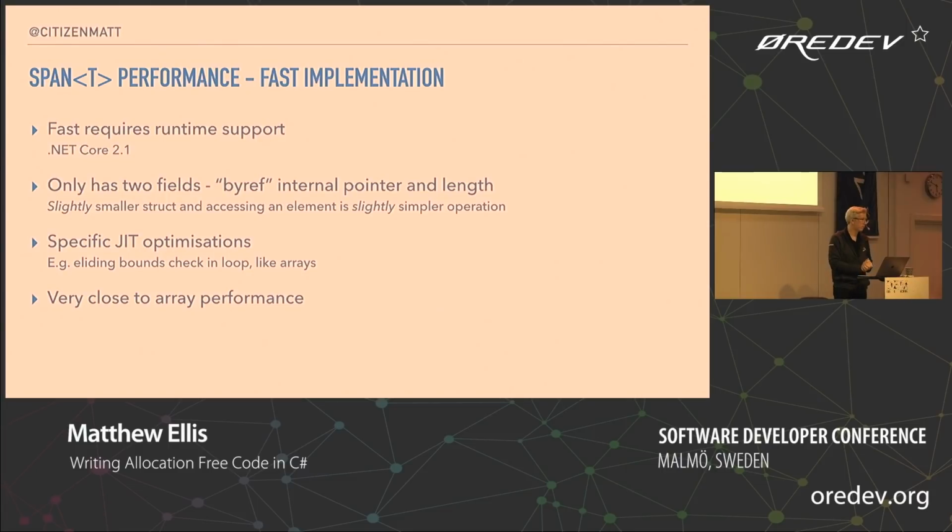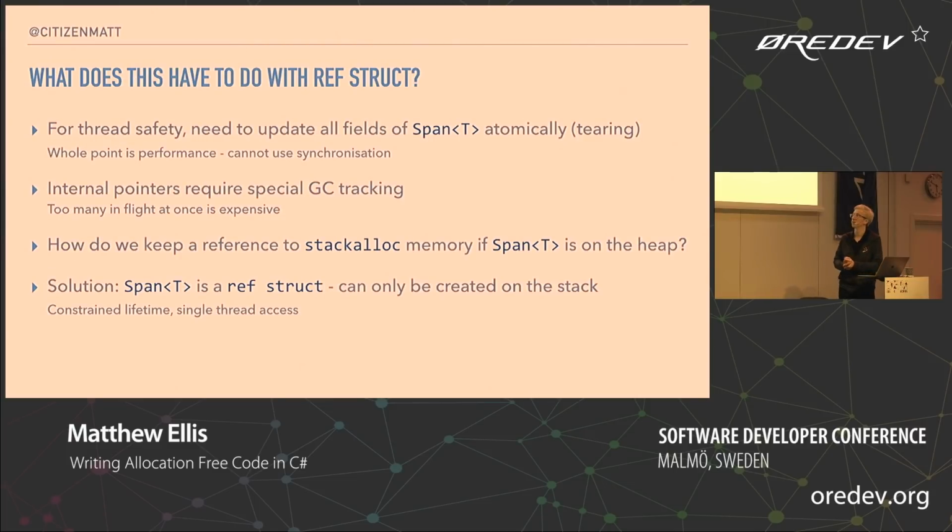But more importantly, the runtime has specific JIT optimizations here. So it can ignore the bounds check in a loop, just like it does with arrays. And so you get very, very close to array-like performance.